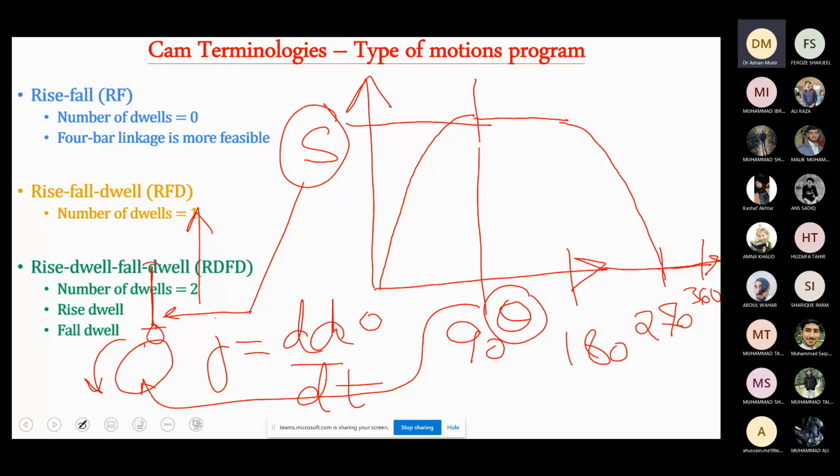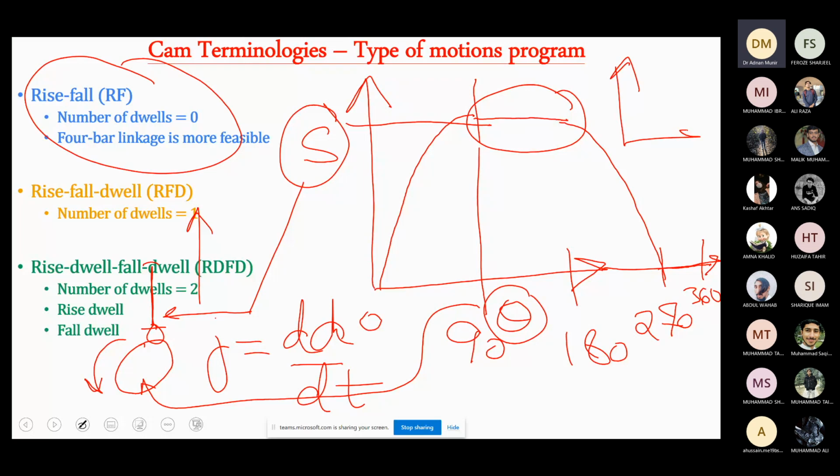Okay, so now let's suppose we have only one rise. In the second case, we have rise, fall, and dwell. In that case, we will not have this dwell. We will have rise followed by a fall, and then we will have dwell. And in the first case, when we don't have any fall, we will only have rise and dwell. So it will only be like this: rise and then dwell. So these are the three types of motion programs that we will be discussing.